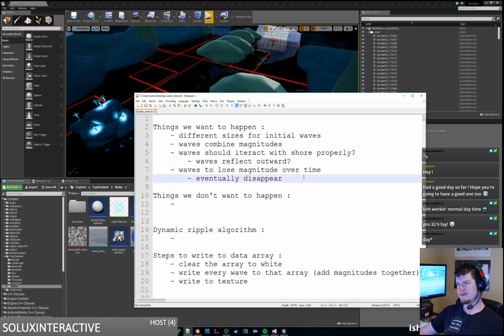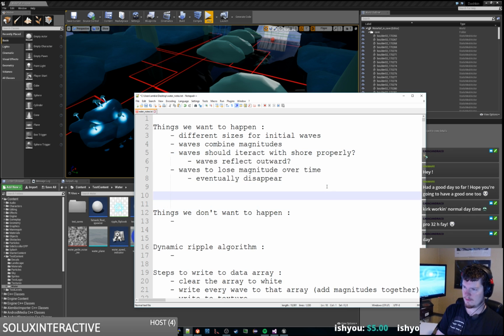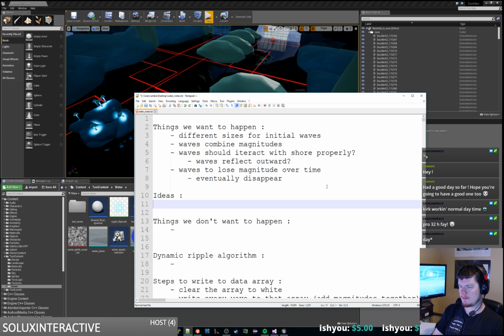We can't follow just a simple mathematical function, because if we do that, we're not going to be able to interact with the shore. I mean, could we do this just like we did with the particles for water, with some simple rules that would actually work?